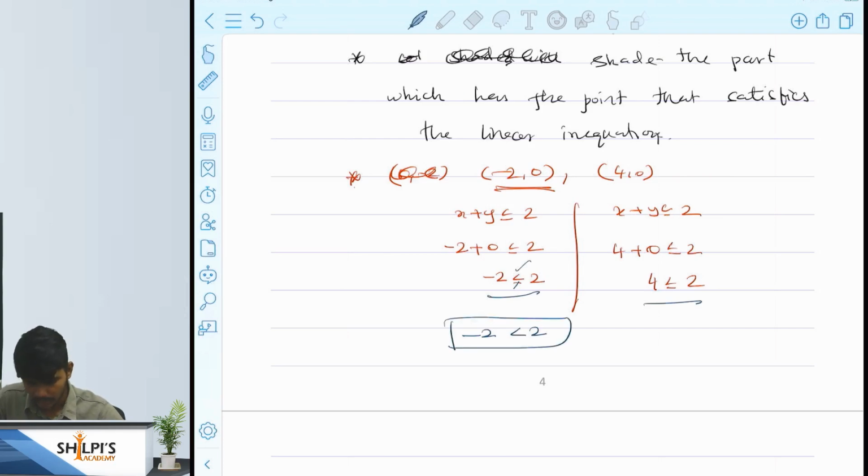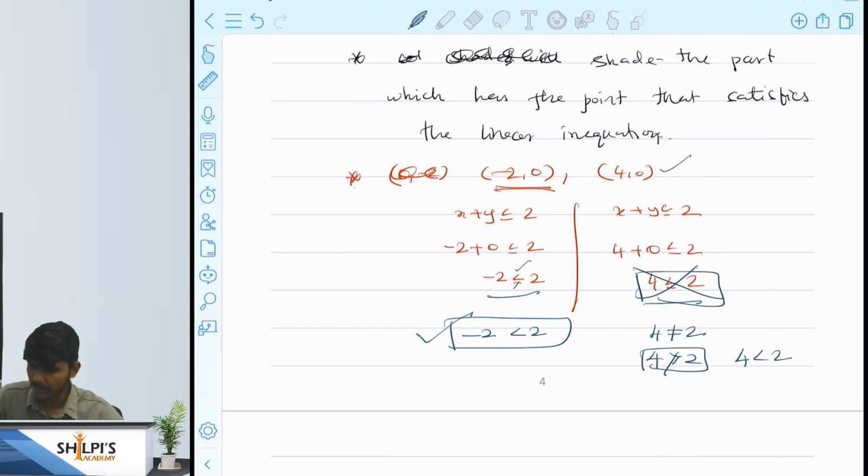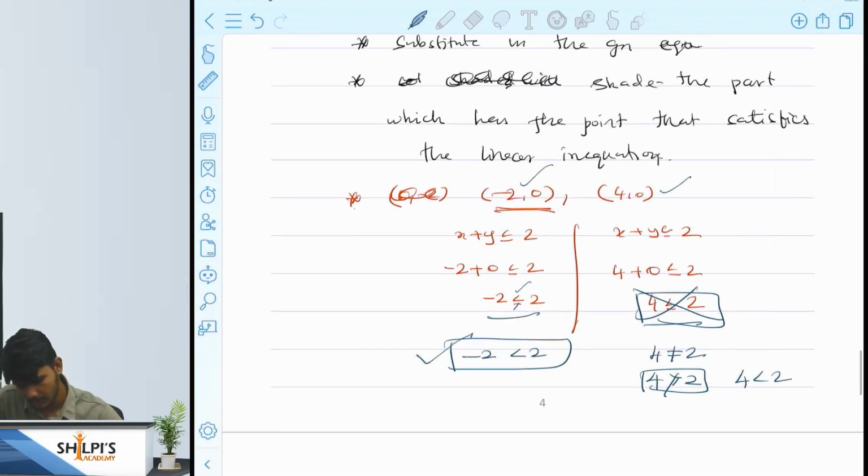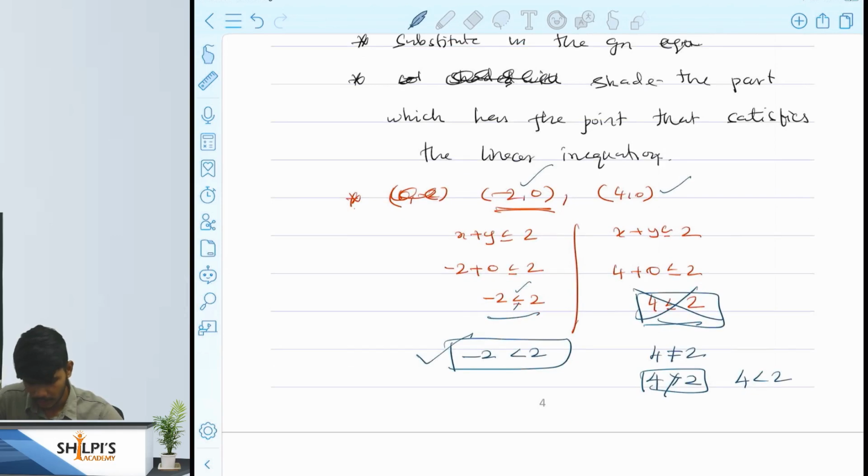Is this correct? But look at this side, 4 cannot be equal to 2. At the same time 4 is greater than 2, not less than 2. Right, 4 is bigger. So here both are wrong? In this case this point is not satisfying my condition, but this point is satisfying my equation. In one situation it is satisfying my conditions.